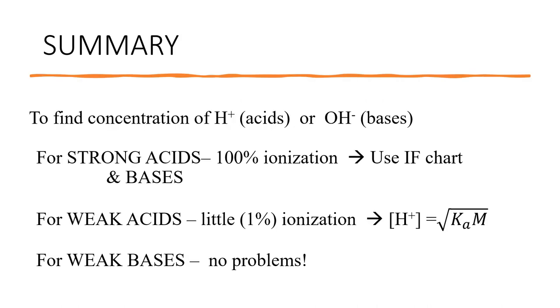So let's look at a summary. When we're doing the problems to find concentrations of either the hydronium or H+ for acids, or the concentration of hydroxide for the bases, if it's a strong acid or base, this means it ionizes 100%. So you use the ICE chart. If it's a weak acid, there's little ionization. So we are going to use the formula that the hydronium ion concentration is equal to the square root of Ka times the molarity. For weak bases, we're not going to do problems. This would be little ionization as well, only about 1%, but there will be no problems.